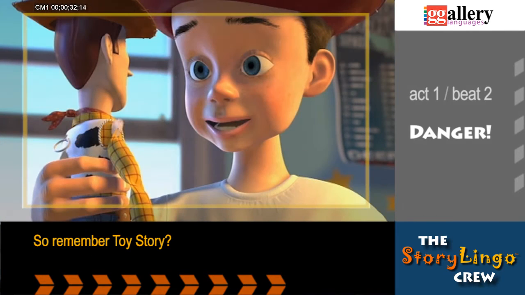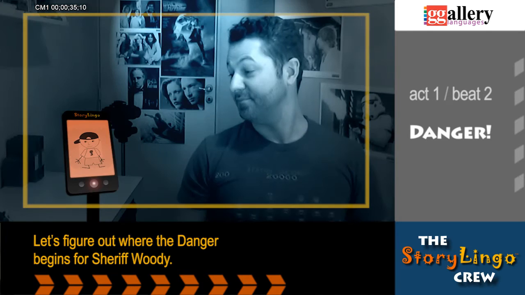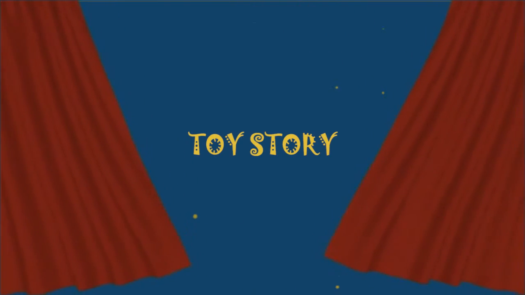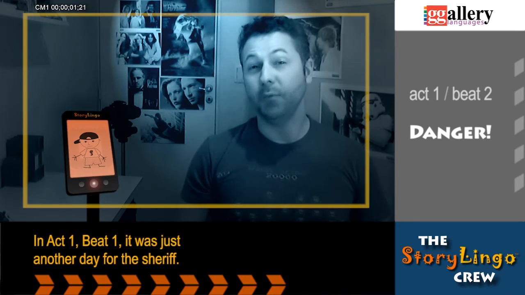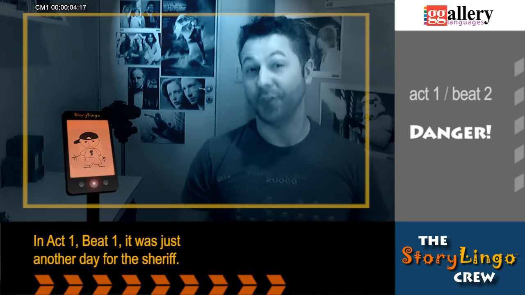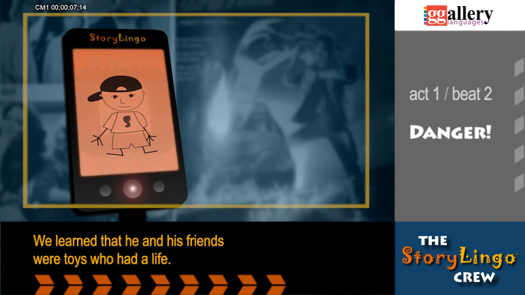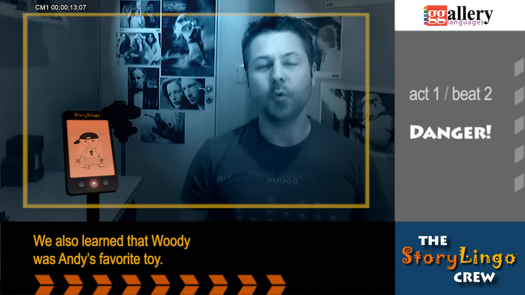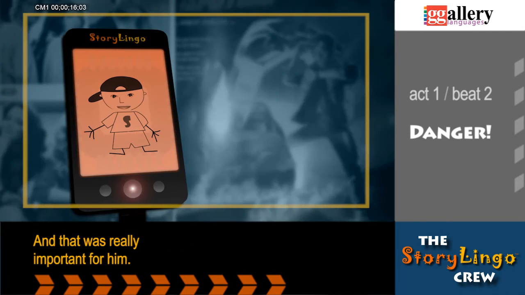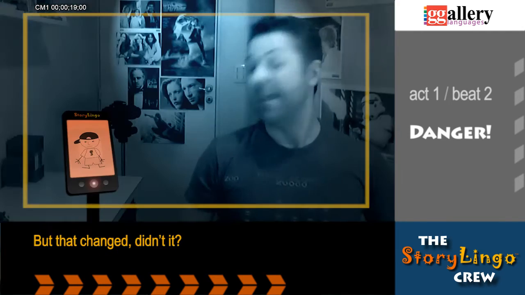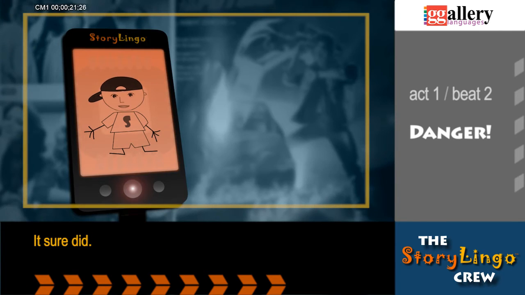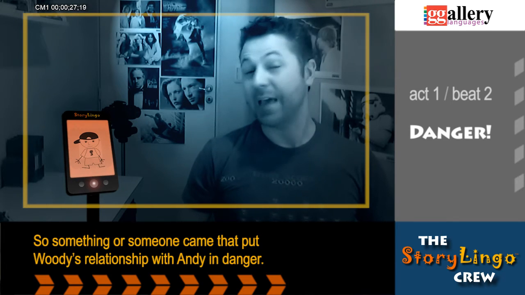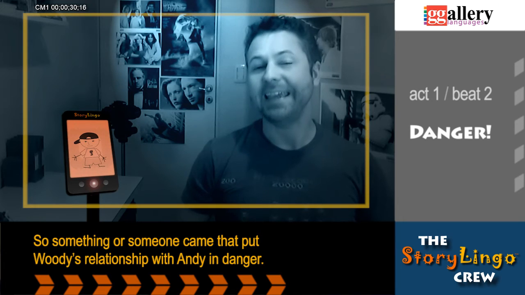So remember Toy Story? Sure do. Let's figure out where the danger begins for Sheriff Woody. In Act 1, Beat 1, it was just another day for the sheriff. We learned that he and his friends were toys who had a life. We also learned that Woody was Andy's favorite toy. That was really important for him. But that changed, didn't it? It sure did. So something or someone came that put Woody's relationship with Andy in danger.